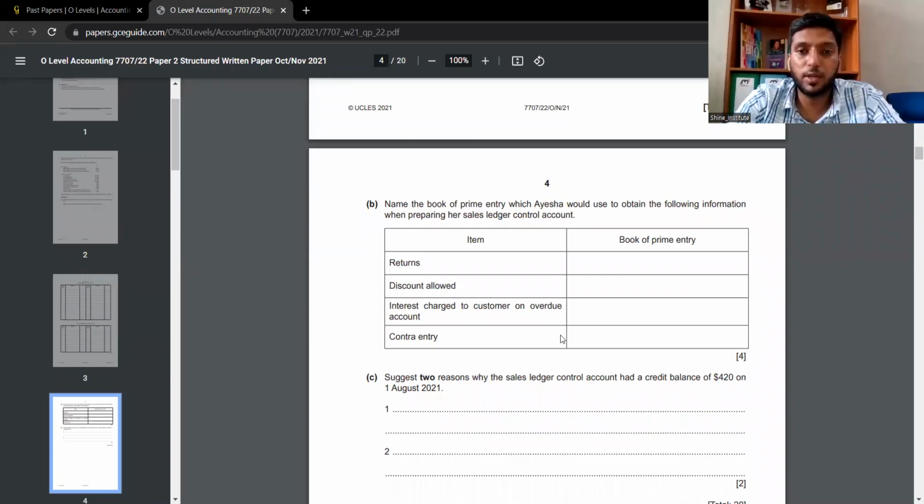So the B part is giving you 4 marks and they're asking to name the book of prime entry which Aisha would use to obtain the following information when preparing her sales ledger control account. So you all need to remember that there are 7 prime entry books which you would have learned.